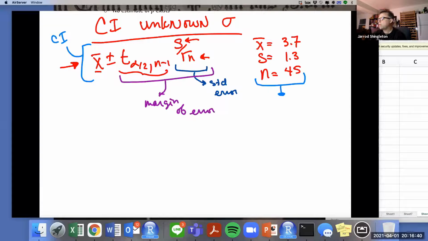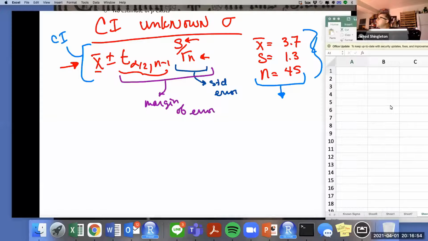So we're going to go over to Excel and we're going to create a template so we don't have to input this. All we have to input are these values that we're given and our confidence interval from now on if we create our template correctly. So let's move over to Excel.